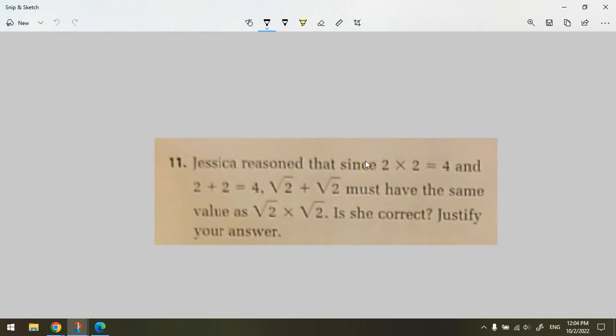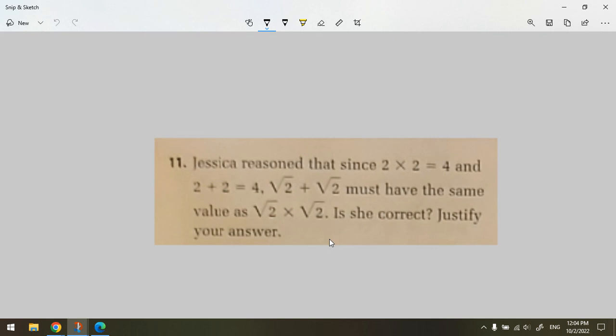2 has this special property. 2 twos is 4. 2 plus 2 is 4. Yeah, we've noticed that before. Probably you've noticed that 2 plus 2 is the same thing as 2 times 2. That's the special property of 2, and that's it. Not the square root of 2. Square root of 2 works a little differently. Square root of 2 multiplied by the square root of 2 is 2.